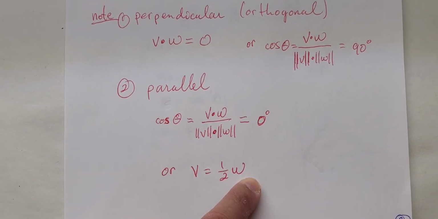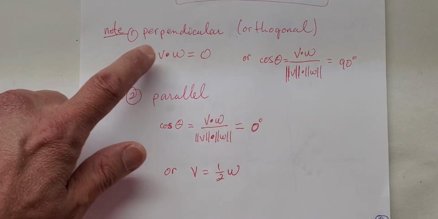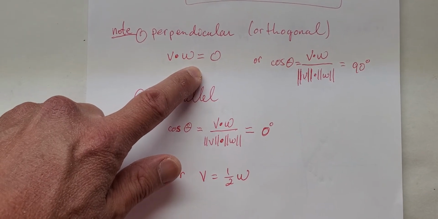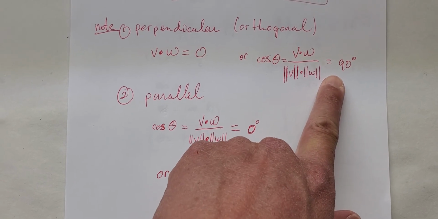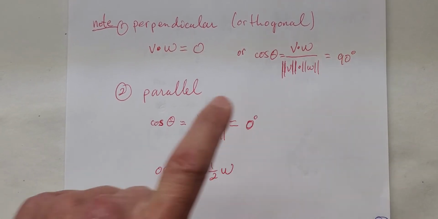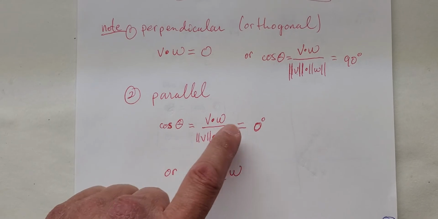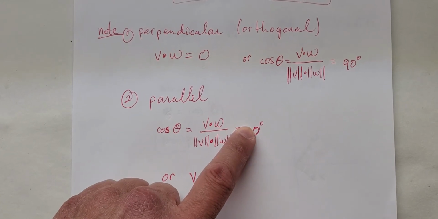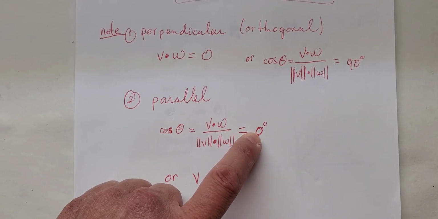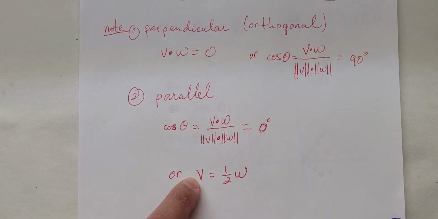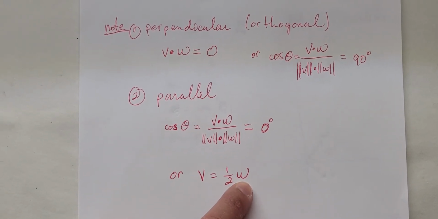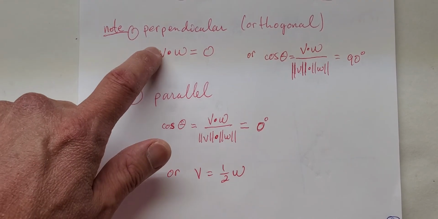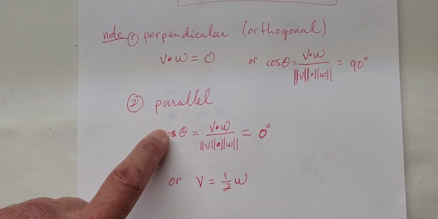Okay, one more time. To be perpendicular, the dot product must be 0, or find the angle, which is 90 degrees. That's what we did earlier. To be parallel, the angle must be 0 degrees, or the first vector is equal to a half of the second vector. So that's how you know if it is perpendicular or parallel.